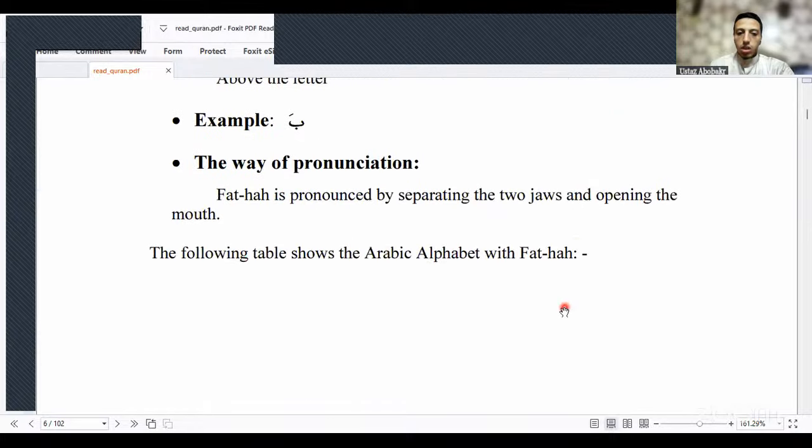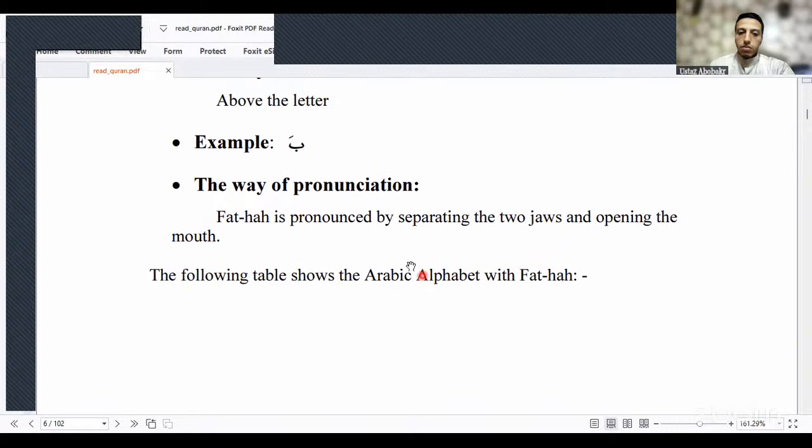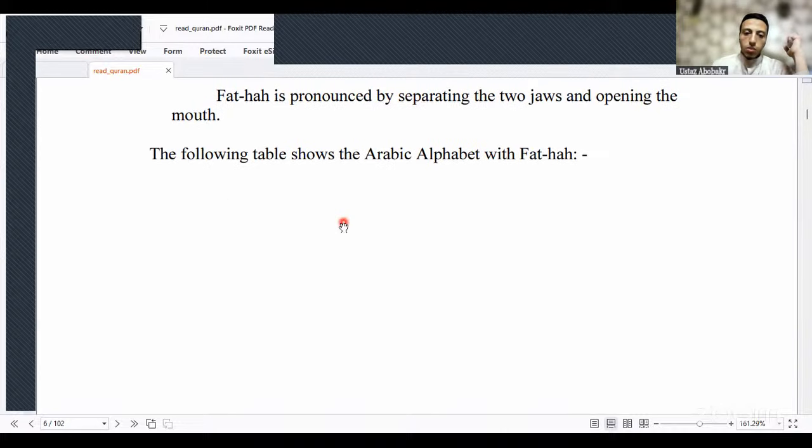How can we read a letter with fatha? Fatha is pronounced by separating the two jaws and opening the mouth. To give an example for this, we have the letter ba. When we read it with fatha, we simply open both the upper jaw and the bottom jaw to say ba, which is super easy anyway.